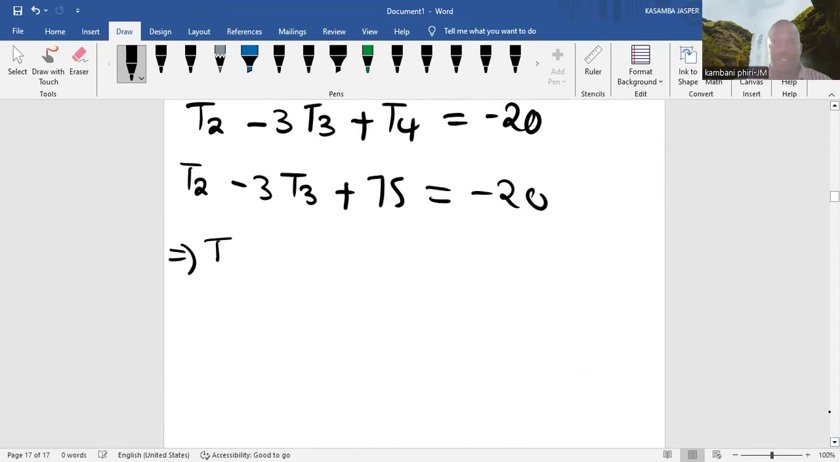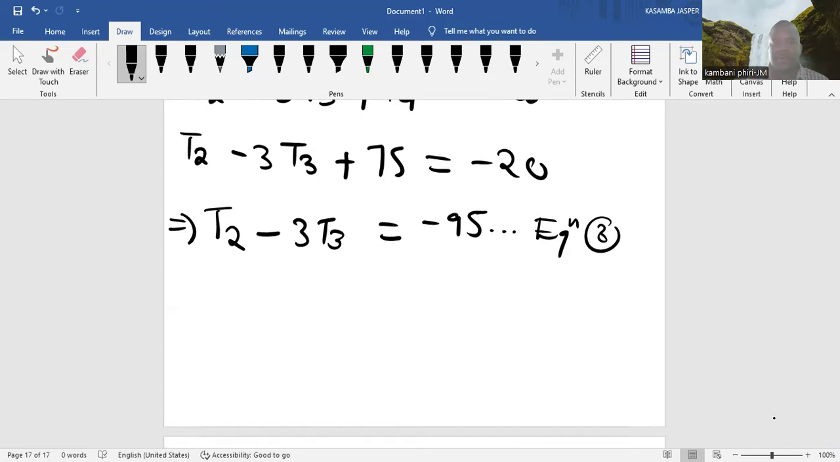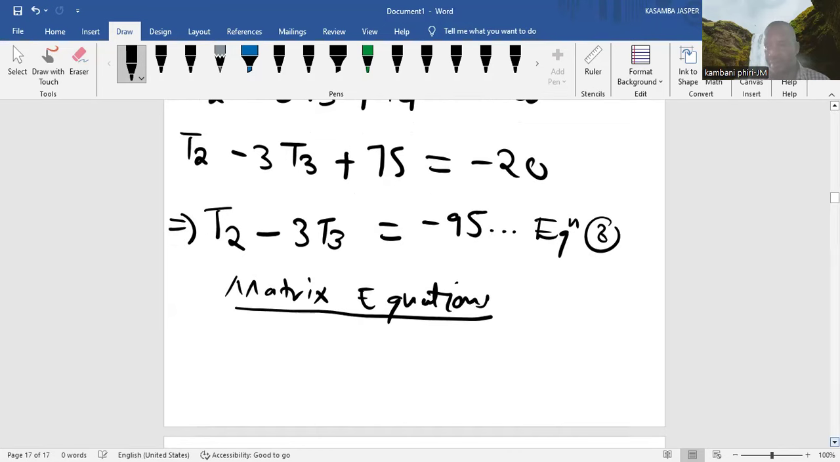Therefore, T2 minus 3 T3 is equal to negative 95. And this is our equation 3. So now we can rewrite these equations in terms of matrix equations. Then we'll be able to solve them.